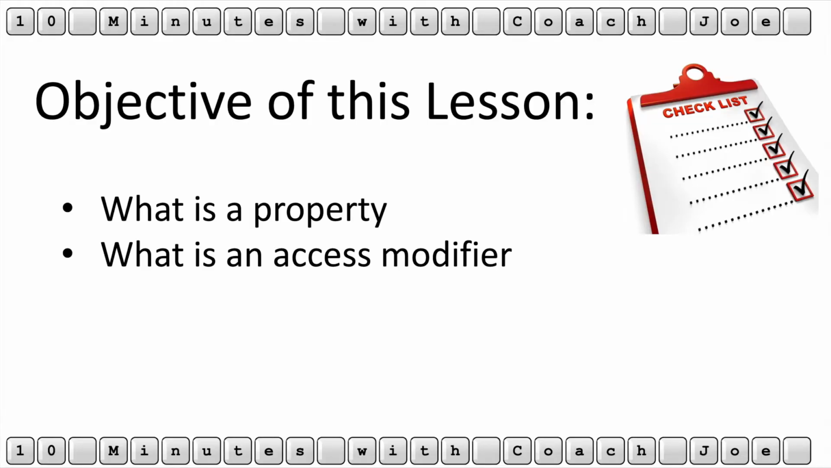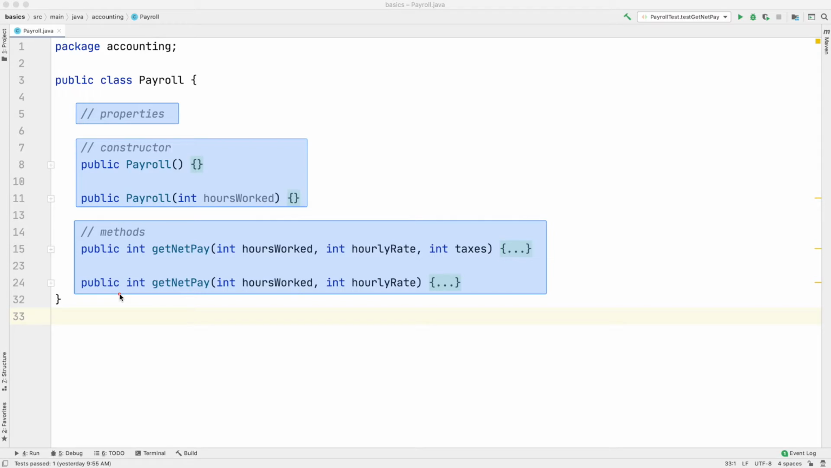In this lesson, we'll review properties and access modifiers. Remember, our class has three main areas of interest: constructors, methods, and properties. We built the payroll class to perform payroll responsibilities. We also have a method to get the net pay amount. Today, we'll work with properties, but first, I think it's important to discuss access modifiers.